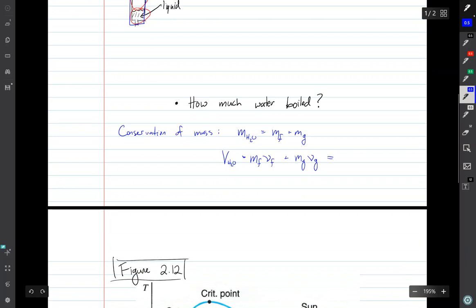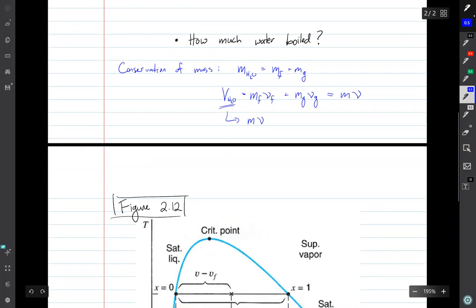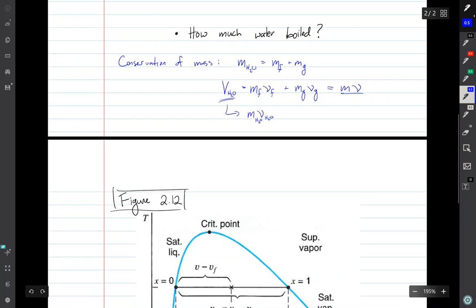We can write this entire volume, right? This entire volume is just the mass of the water times the specific volume of the water. So this is equal to mass times specific volume. And we'll just drop, I guess, for simplicity, we can drop the subscripts over here, but we'll keep them down there just so that it's clear what we're talking about.